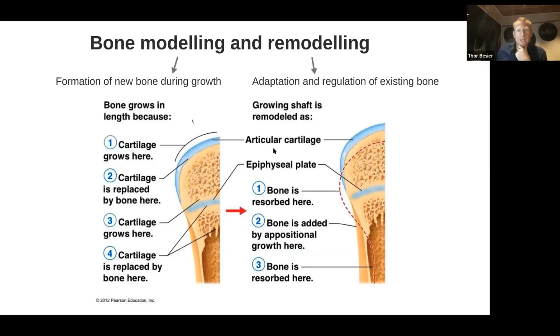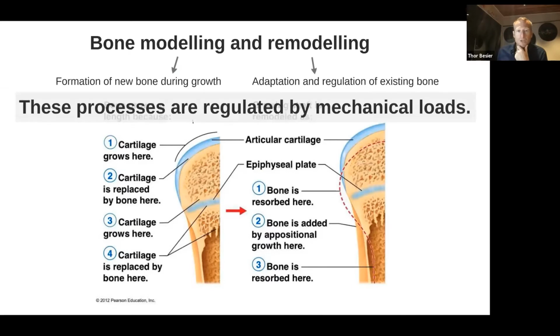The difference then with remodeling is the adaptation and regulation of the existing bone. And you can think of this as the shape changes that can go on with the bone. Now, these shape changes can occur during the growing skeleton, but they can also occur during the adult skeleton when our bone is matured. So both of these processes are regulated by mechanical loading. And we know this to be true. We've known this for some time.